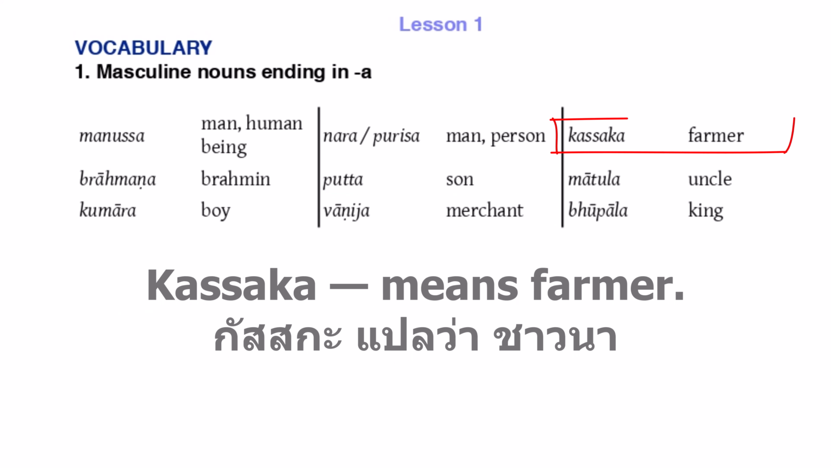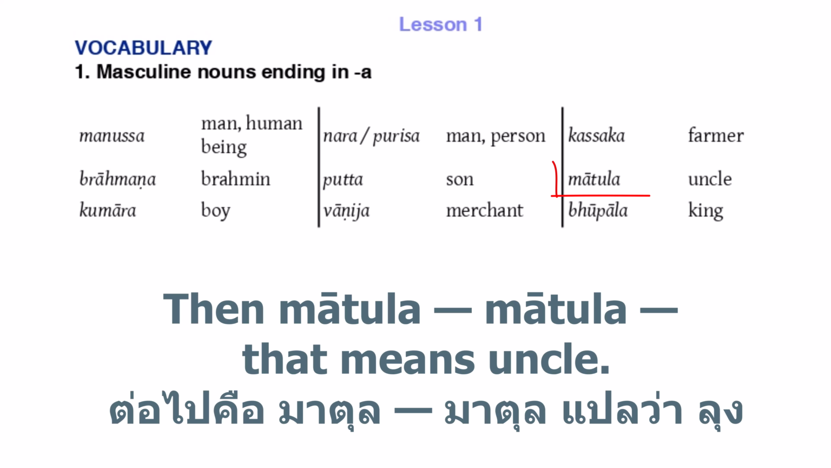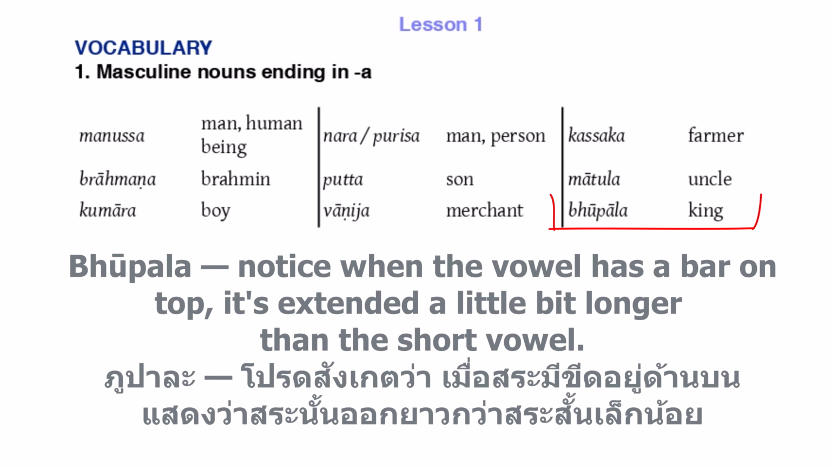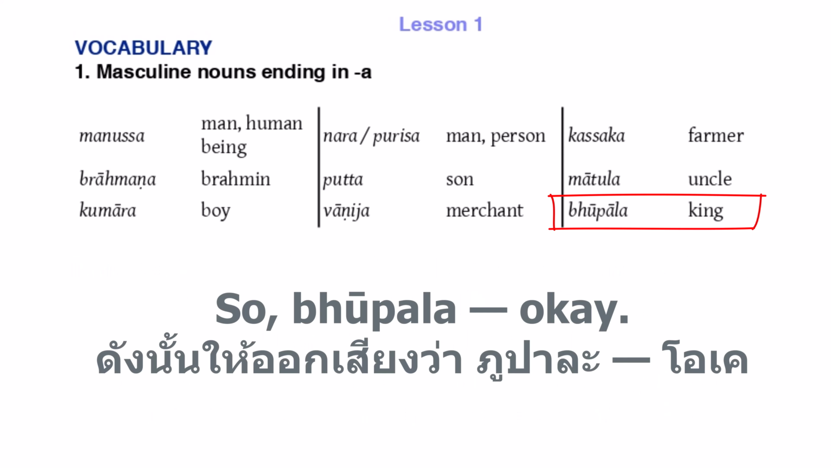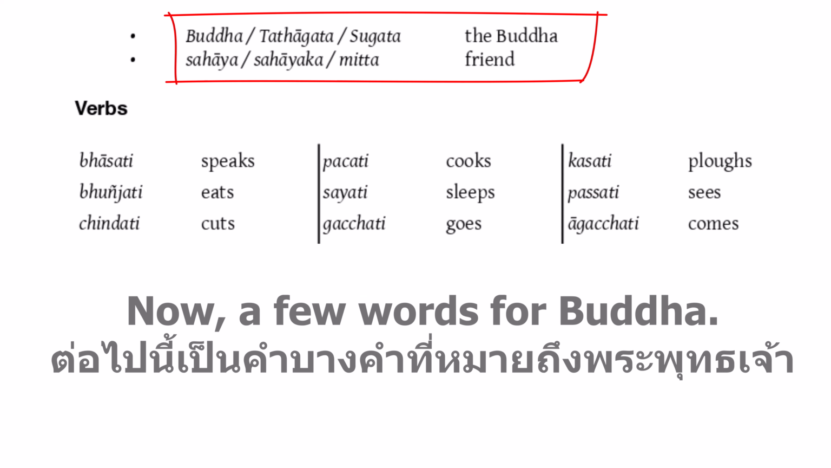Kassaka means farmer. Kassaka. Notice I'm sounding both s's. Kassaka. Then matula. That means uncle. Bhupala. Notice when the vowel has a bar on top, it's extended a little bit longer than the short vowel. So, bhupala.